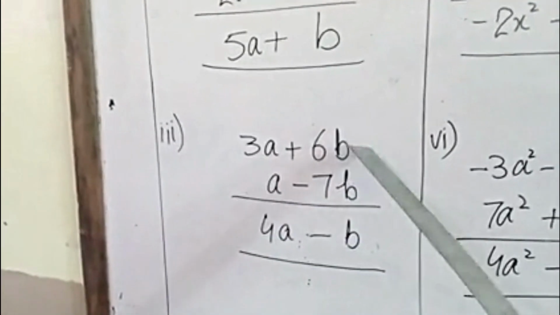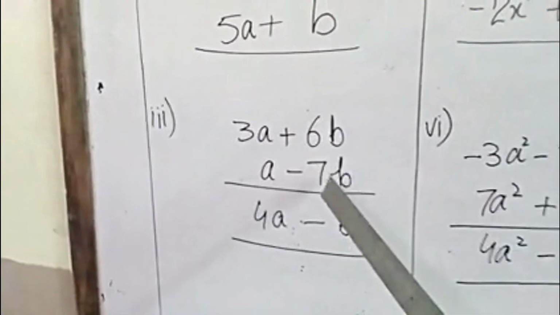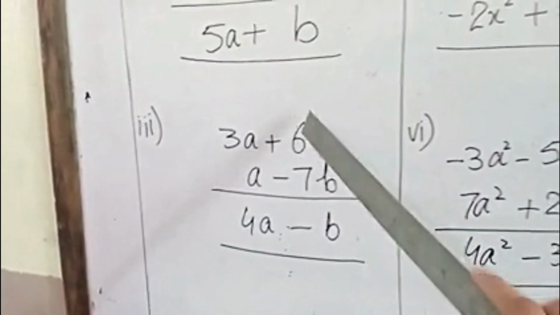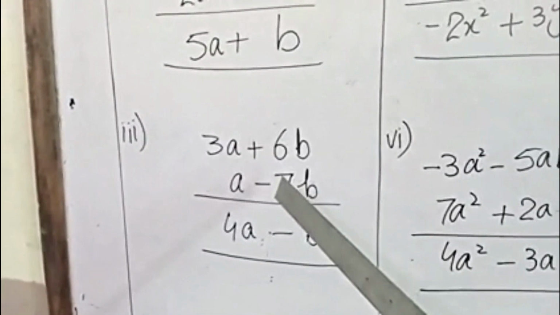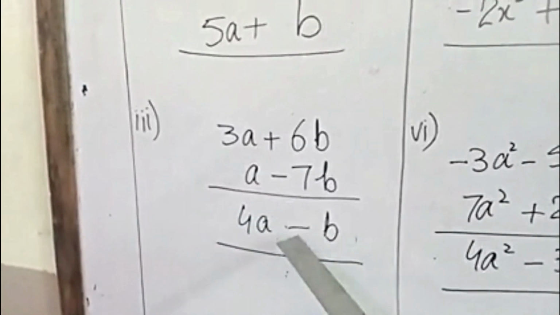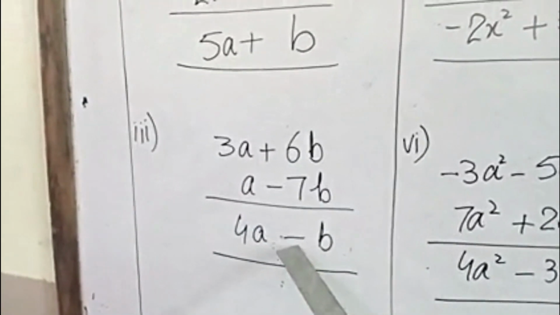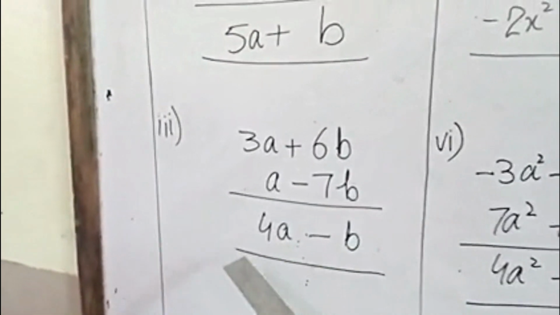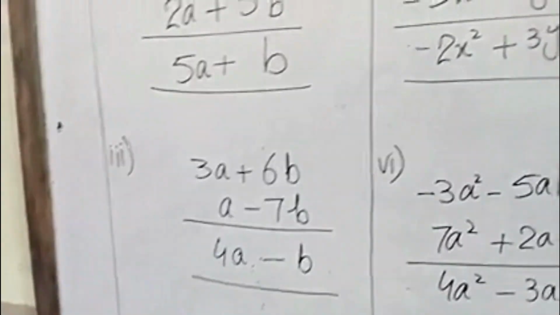Now here 6b minus 7b, these are with opposite signs. When these are opposite signs, we apply subtraction and the sign will be of the larger value. 7 minus 6 is 1, but due to this minus there will be minus. 3a plus a is equal to 4a.